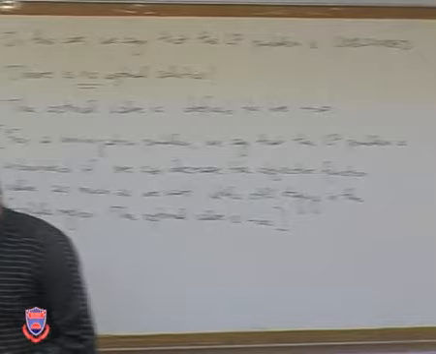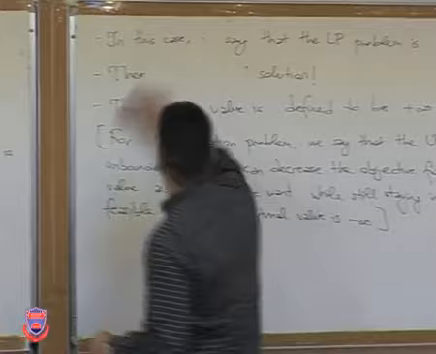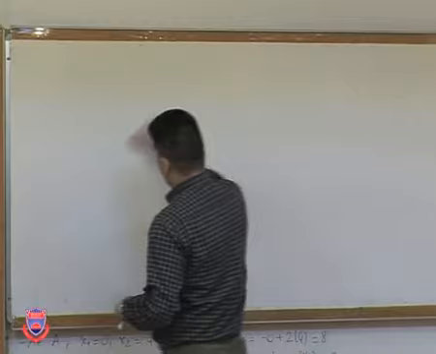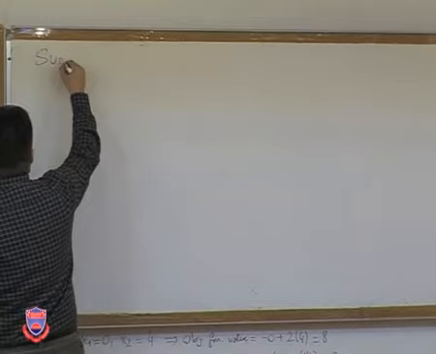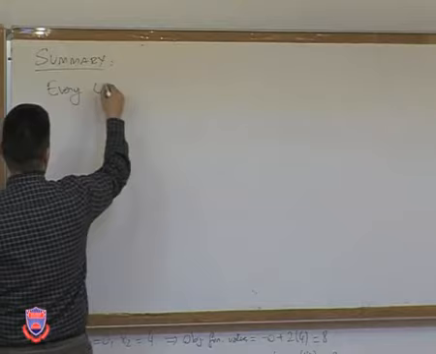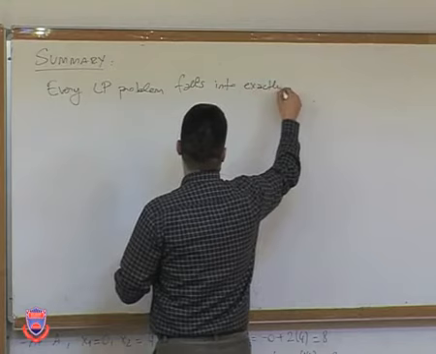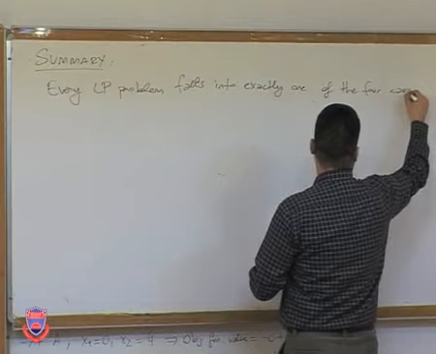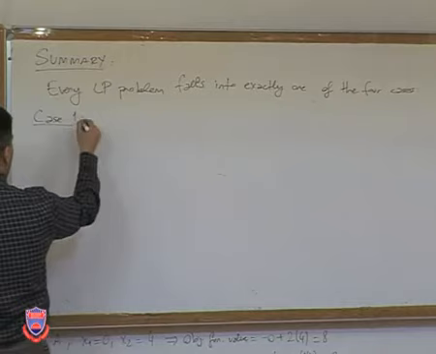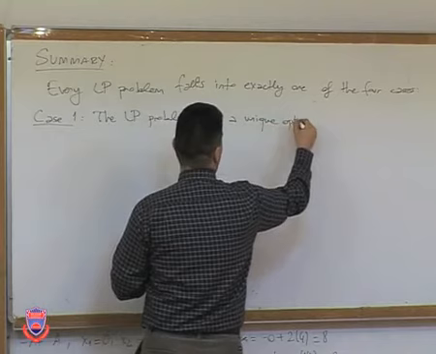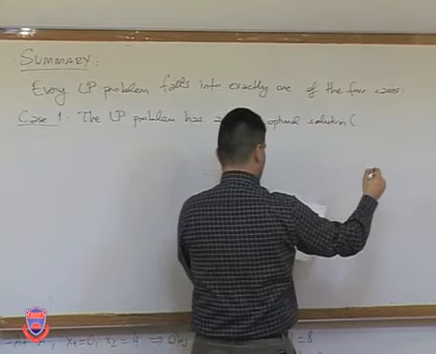All right, so this wraps up our discussion of different types of LP problems. Let me summarize what we have. So here's a summary. Every LP problem falls into exactly one of four cases. Case number one, the LP problem has a unique optimal solution. This is the case for example 1 and example 2.